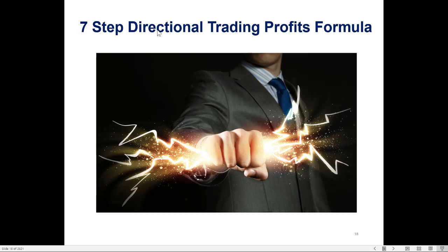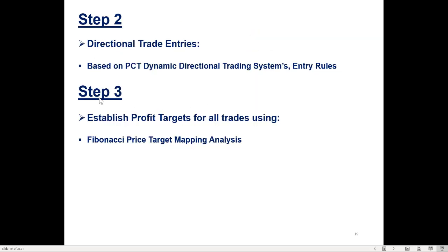I go through a 7-step directional trading profits formula, and one of the key steps is what we call price target analysis. Step 2 is the directional trade entry based on our trading model, and step 3 is I always look to establish profit targets for the trade. So, where can the trade go as far as potential profits? That's based on Fibonacci price target mapping, expected move, and some other things. This establishes really good firm profit targets, and then we can analyze the trade based on that target to look at the risk reward.